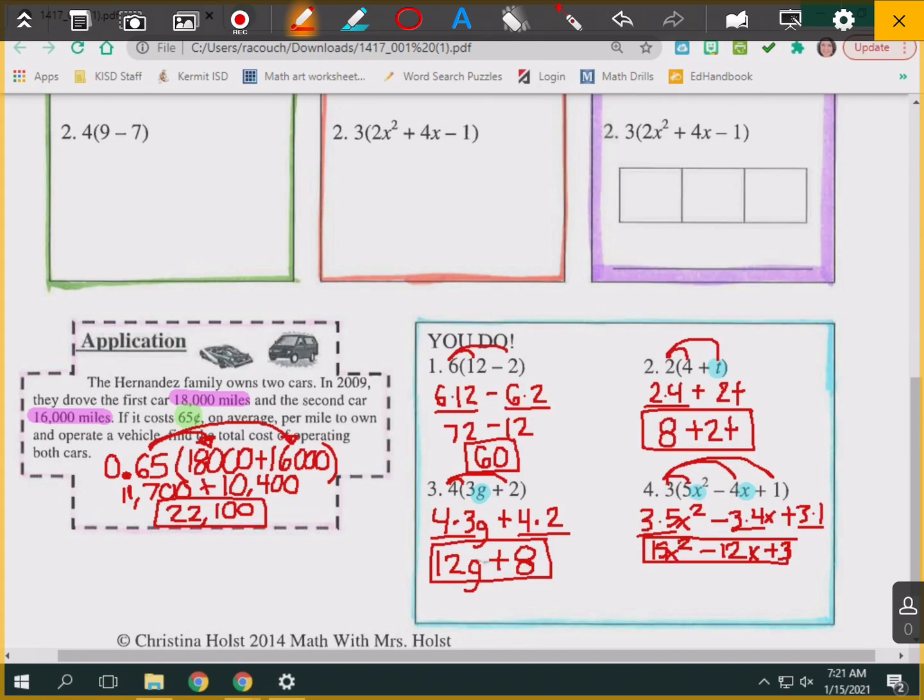I hope this makes utilizing the distributive property a lot easier and more understandable for you.